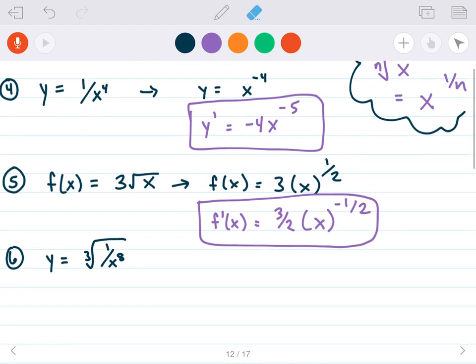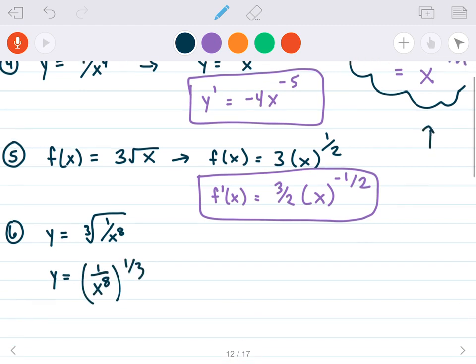And anywho, let's go ahead and do number 6. Now this index is 3, meaning that this whole thing, I can rewrite this as y equals x to the 8 to the 1/3, again by this formula in my little cloud up here. All right.